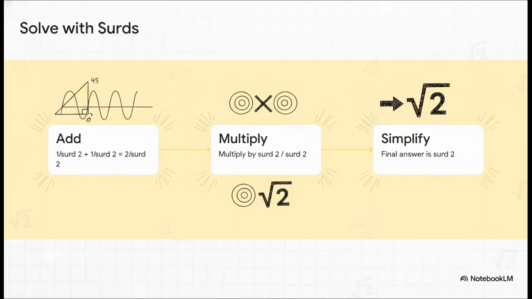Let's use this in an actual calculation directly from the source material. We want to add sine 45 degrees and cosine 45 degrees. The exact value for both of these is 1 over surd 2. Adding them together gives us 2 over surd 2. But mathematicians, yeah, we really don't like having roots in the denominator. So in step 2, we use a very specific technique. We multiply the fraction by surd 2 over surd 2. This neatly turns that bottom part into a regular old 2, which allows us to just cancel it right out, leaving us with a beautiful, clean final answer in step 3, just surd 2.